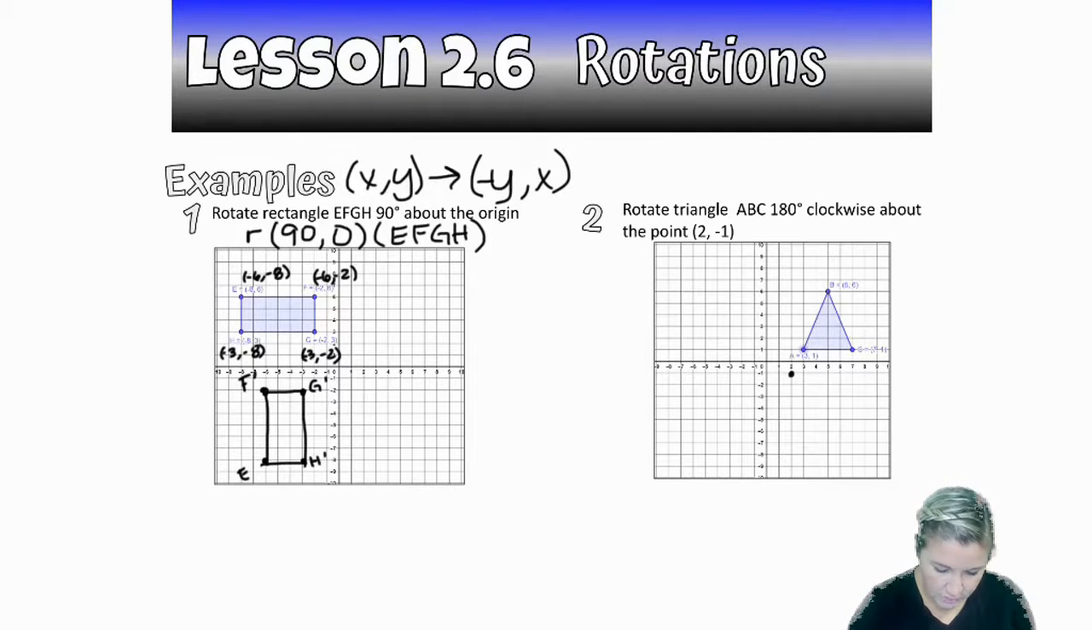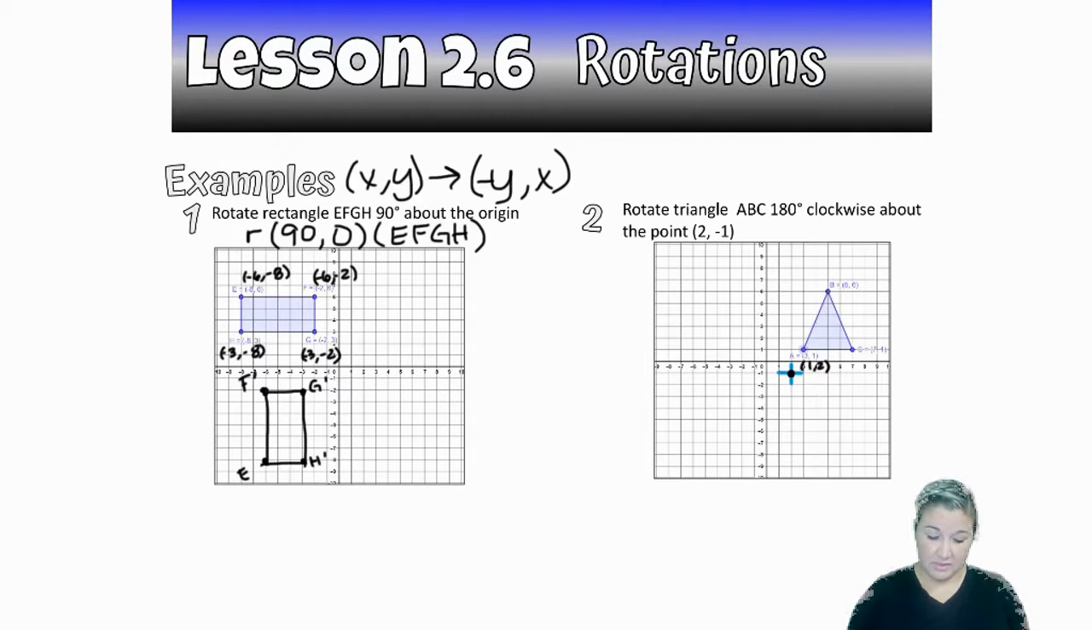So 2, -1 is right here. So what we're going to do is pretend that this little spot here is the origin. Okay, and so I'm going to go over 1, up 2. So technically, the point is 3, 1. But if I were to really label my new point as the origin, that is 1, 2, because I'm going over 1, up 2. So if I were to name A again from this point right here, pretending this point is the origin, that would be 1, 2.